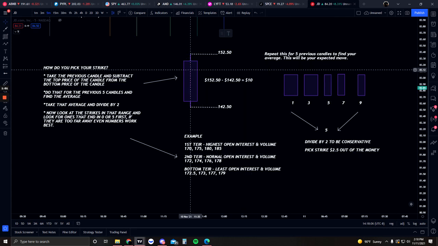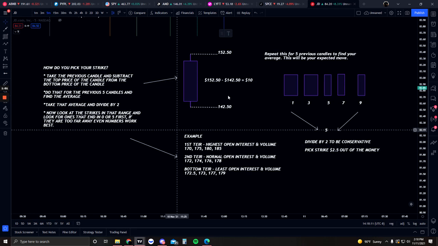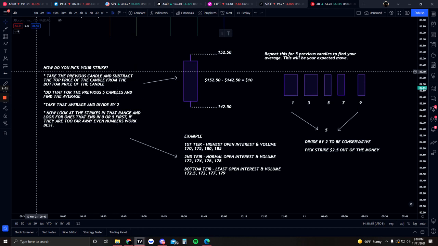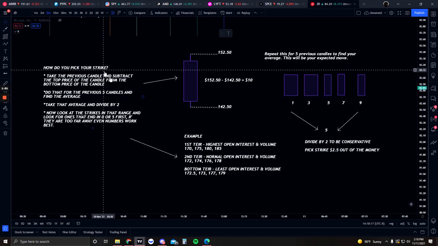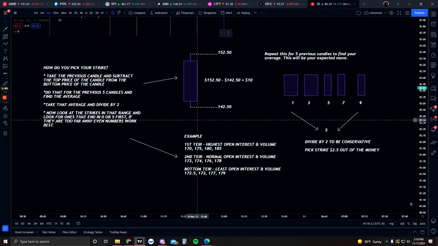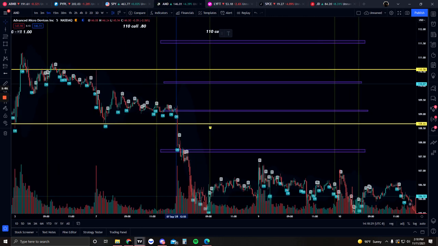You take the top and the bottom of the candle and you average it out from the last 5 days. You'll be able to do this pretty quickly because you'll just look at the candle and be like 152, 142, that's 10, that's that, and you'll just be able to go, okay, cool, the average is about 8, so I'm going to do like a $4 strike out. So to give an example here, what was another question?